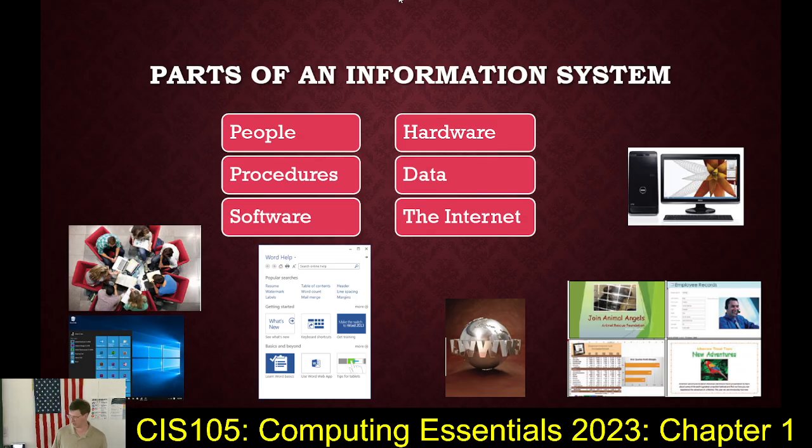Data. I'll talk about the difference between data and information. Yes, I believe that's an extra credit question. There is a difference between data and information.